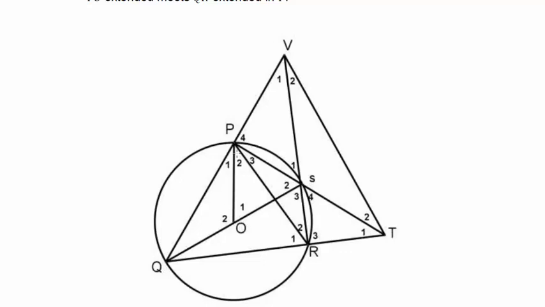Just give me a chord. Okay, can I use PR? PR is a chord. What would be the angle in the opposite segment? So here's P2, there's the chord. Where is the angle in the opposite? Wouldn't it be R1? No, I don't think you're seeing the circle. So let me copy it.